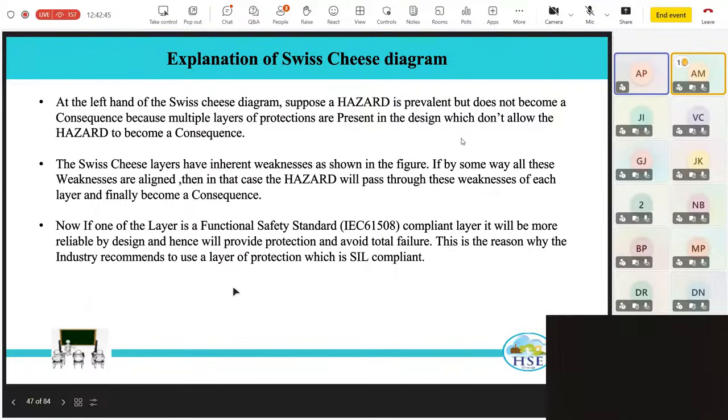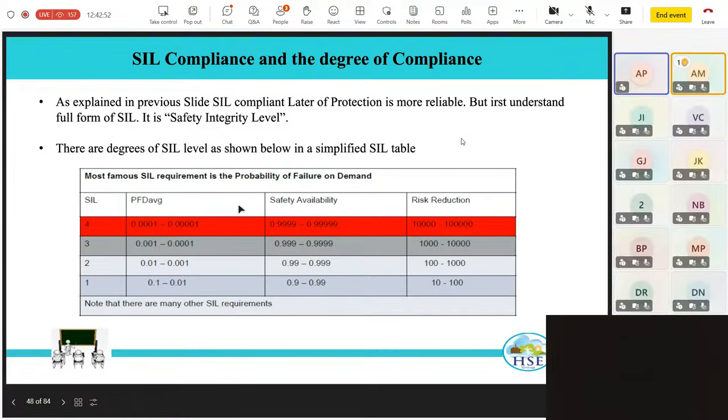Yeah, this is the explanation and this is already done. Okay. Now we have been talking about SIL compliance and these various things. Now let us understand. See, anything you say, you must have some kind of measure. So here, for SIL compliance, the standard gives a measure called safety integrity level. Okay, and it is shown here by a table.